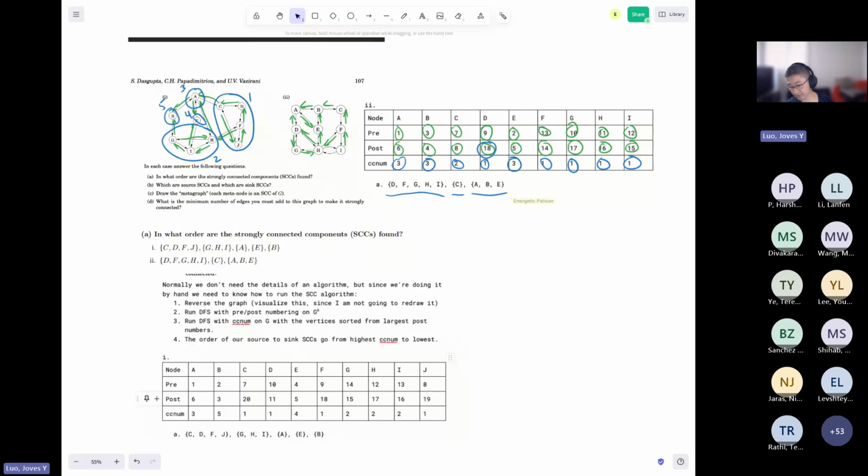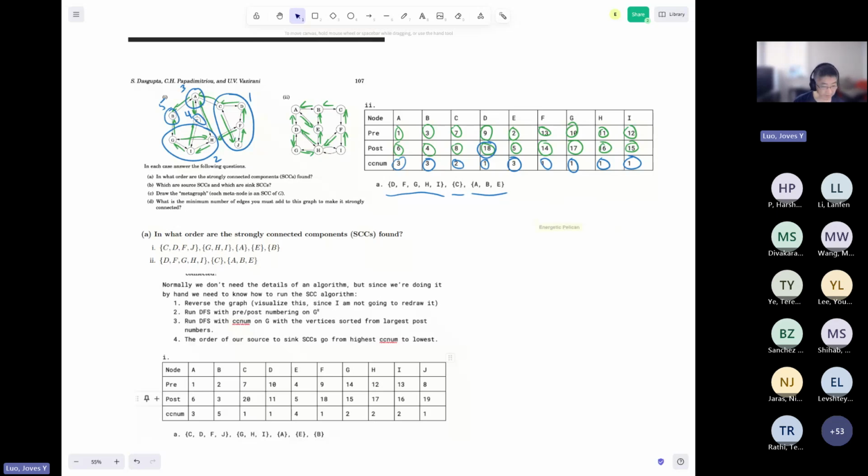So someone said for the first DFS on the reverse graph, order doesn't matter. Correct. For the second DFS, order matters. Also correct. But that order is determined by the first DFS. So you don't need to specify the second order, nor should you, because the first DFS is doing just that. Okay.